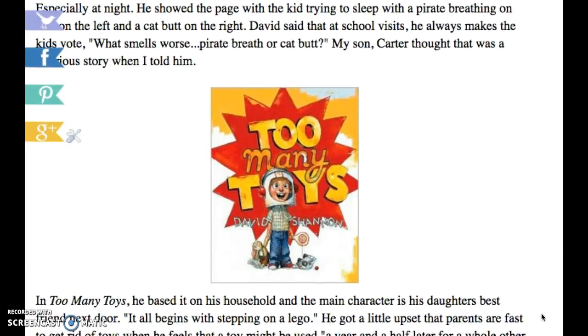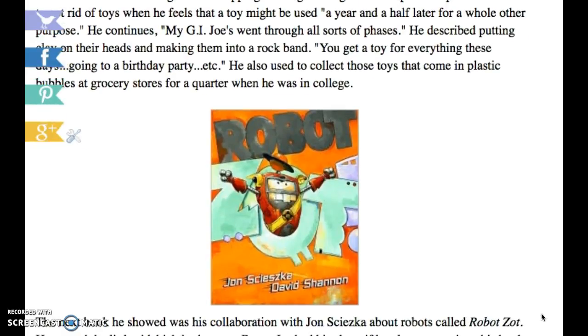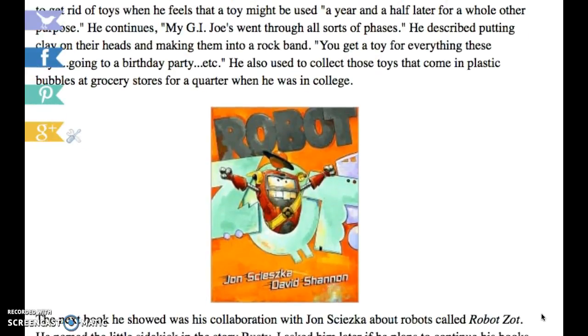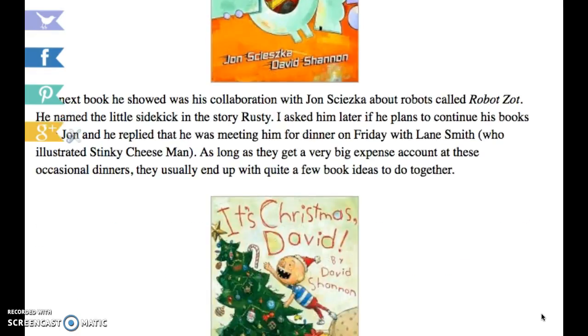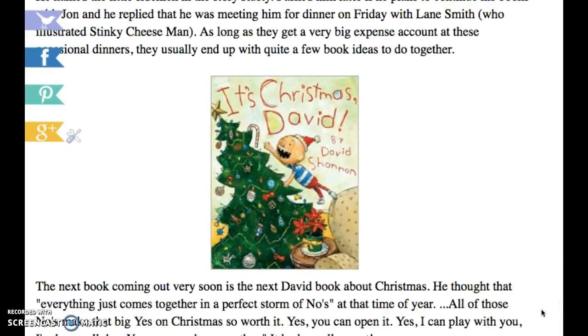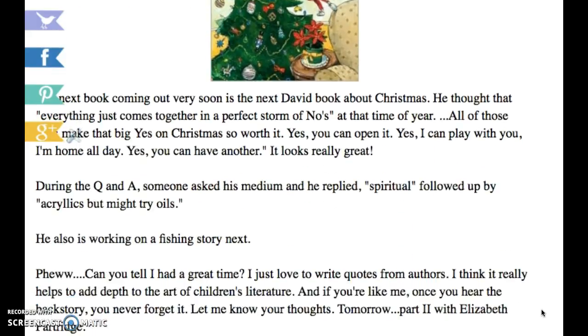This was one of his latest published books, Too Many Toys, and he decided to write that after he stepped on a Lego at his house, and the pain that it brought to him gave him the creative juices to write this story. And here's another one that he teamed up with John Sheska to write. And this was a great one too, about Christmas, how David was told no, no, no, and then in the end he was told yes.